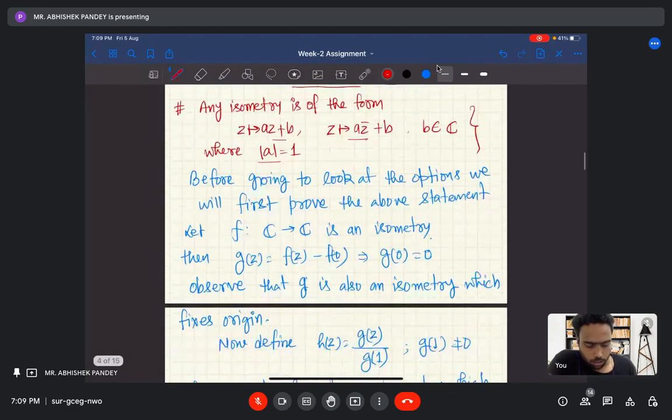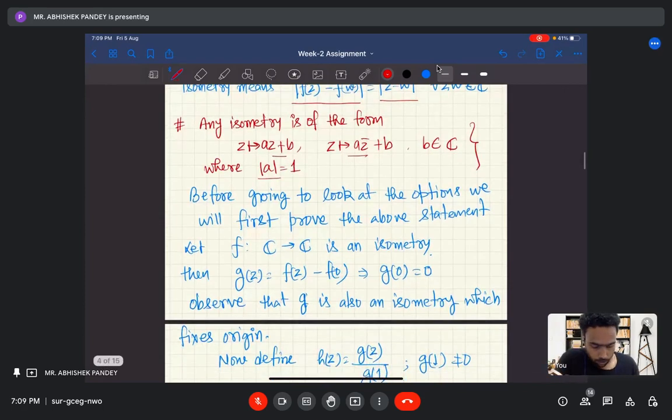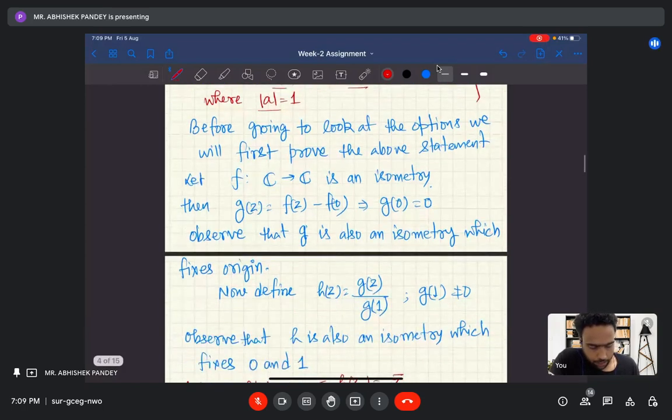Let us try to prove this one. Before going to the options, we will first prove the above statement. Let f from C to C be an isometry. Then construct g(z) = f(z) - f(0), so g(0) = 0. Now observe that g is also an isometry which fixes the origin.